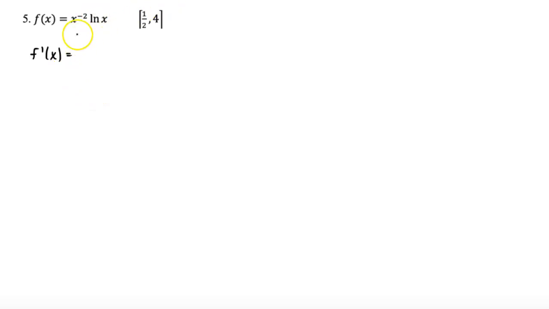So finding this derivative, I see there are two different ways I could go about this. x to the power of -2 times the natural log of x. Here, I've got a product of two different functions. The other way I can look at this is the same as f of x is equal to the natural log of x divided by x squared. So you could also use the quotient rule. So I could look at this as a product or as a quotient.